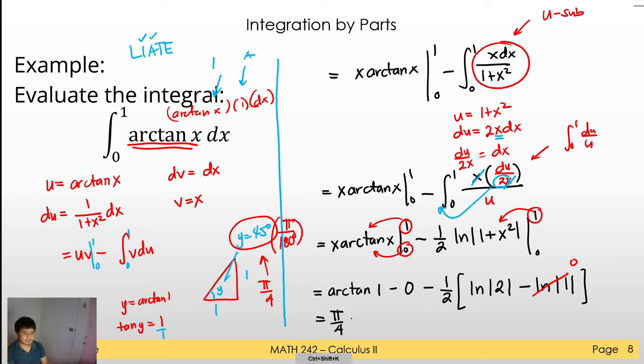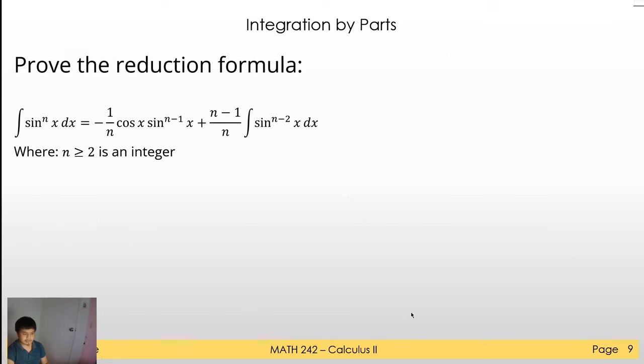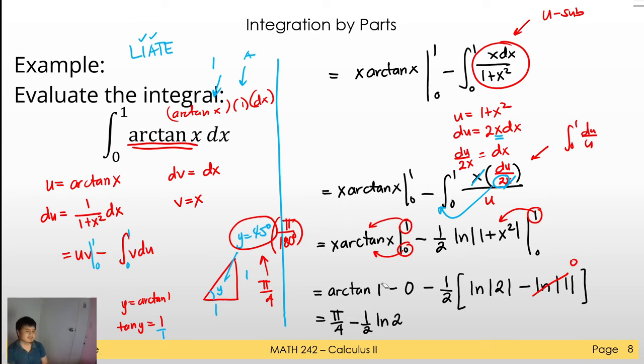And then this is just 0 minus 1 half ln 2. Okay, or we have this ln now. This can be simplified further. We can say that this is also equal to pi over 4 minus ln 2 raised to 1 half, or the square root of 2. So we have this as our final answer.